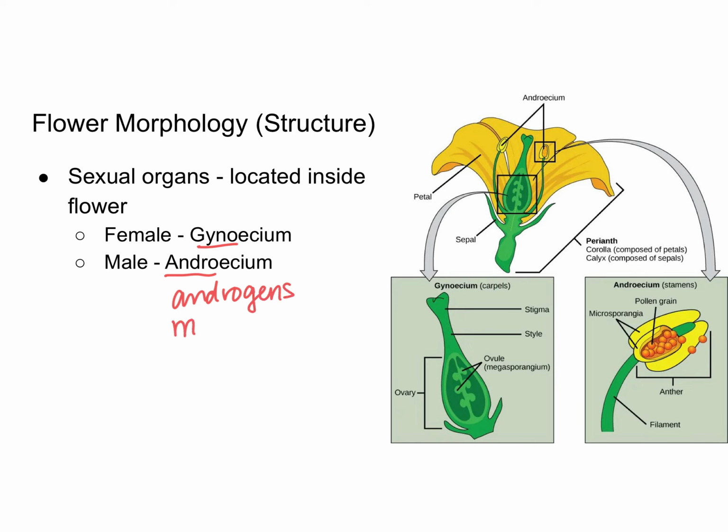which are the male sex hormones. All right, so andro kind of refers to male things, gyno kind of refers to female things. So a female doctor is a gynecologist. The female sex organ is also called a carpel. And the male sex organ is also called a stamen.